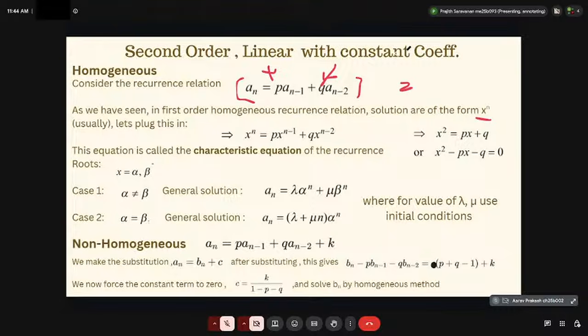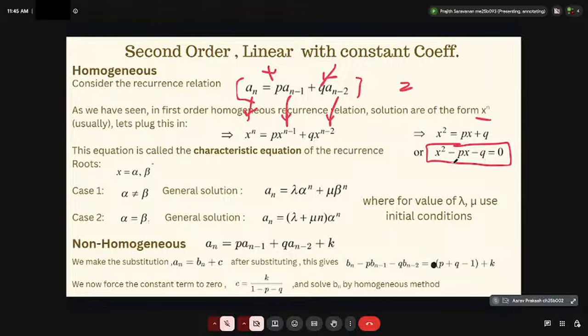To solve this one, there's no direct way of solving it, so we use the method called the characteristic equation. We substitute an to be x power n. An minus 1 will be x power n minus 1, and An minus 2 is x power n minus 2. We can take x power n minus 2 common and cancel it out, and we'll get this expression. This is called a characteristic equation.